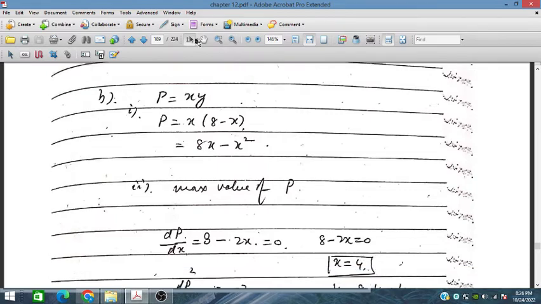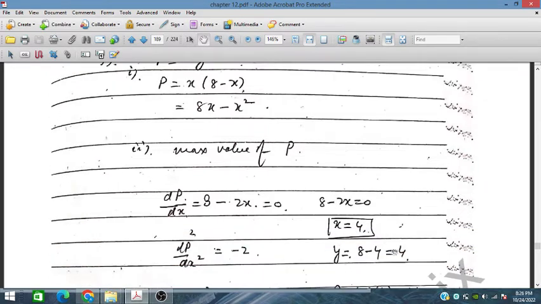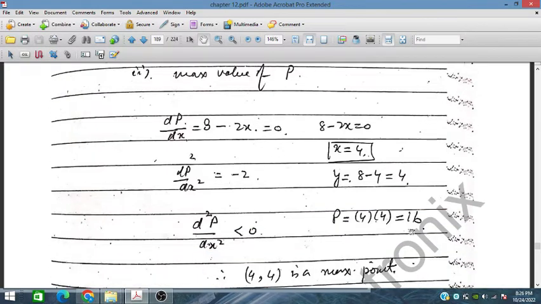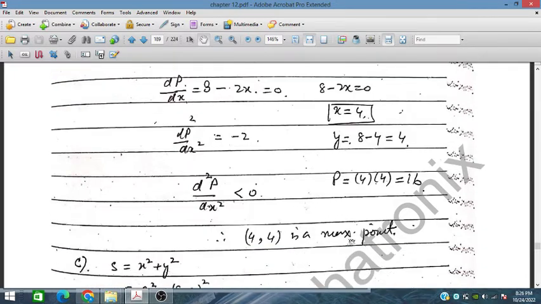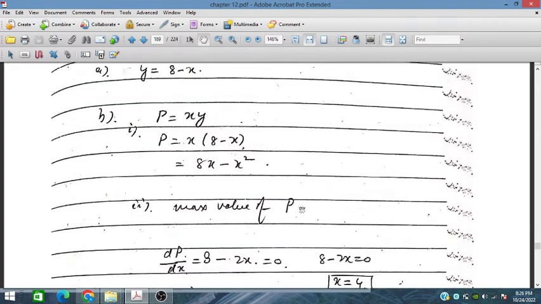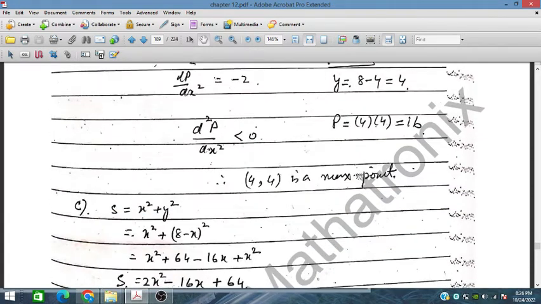So for the second derivative, we have obtained minus 2. So this is negative, which means the slope is falling, which is a maximum point. So this is less than 0, so p is equal to 16, a maximum point. The coordinate 4 and 4 is a maximum point.